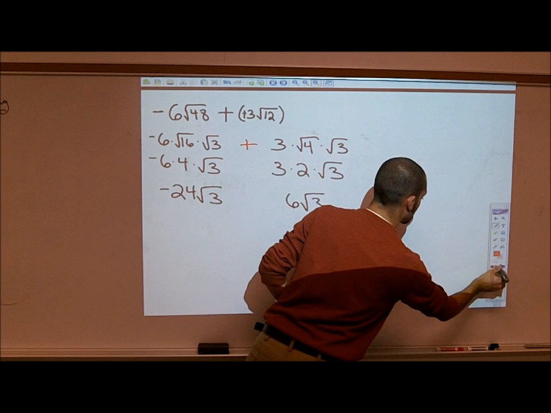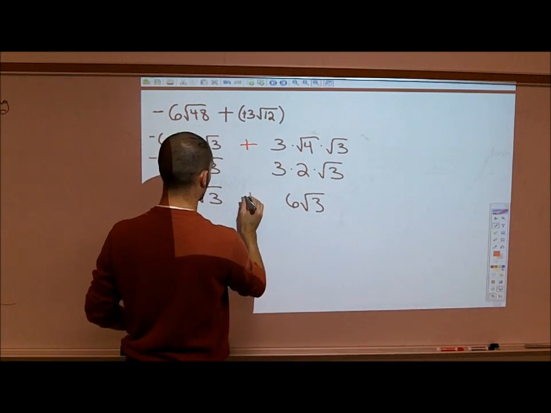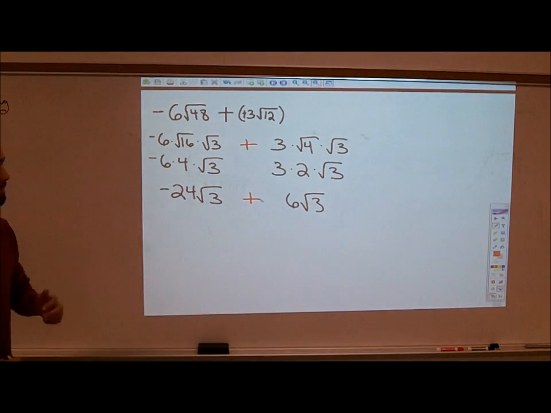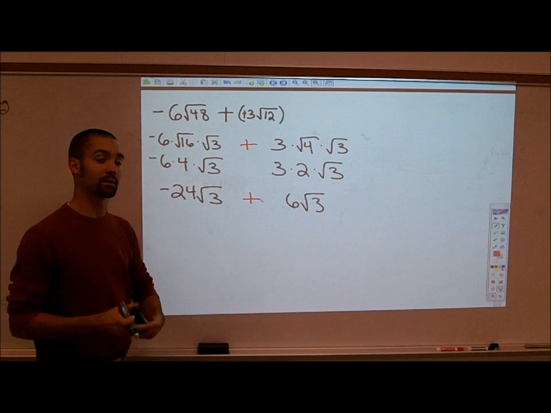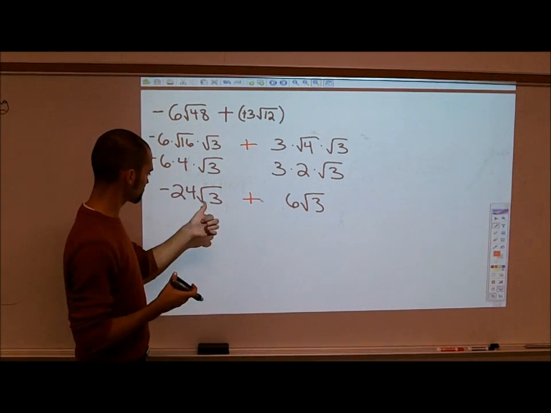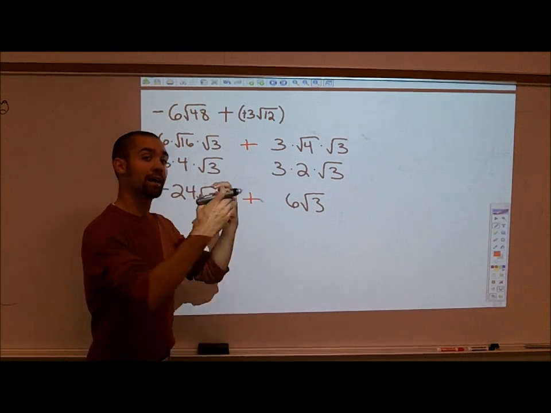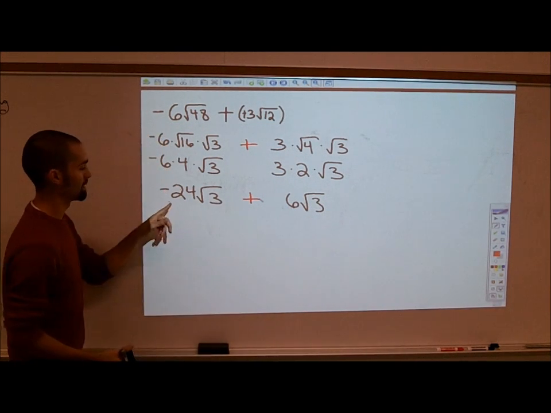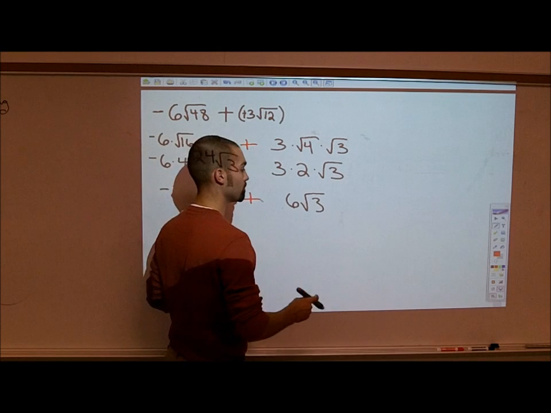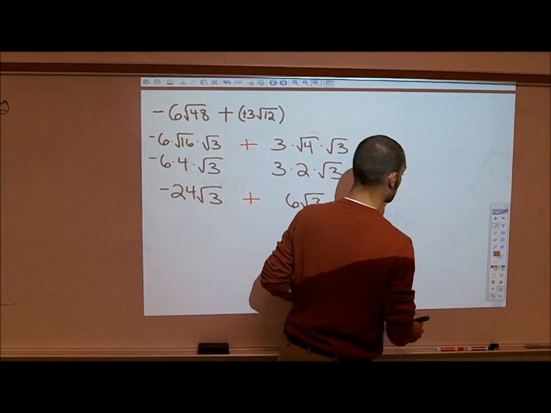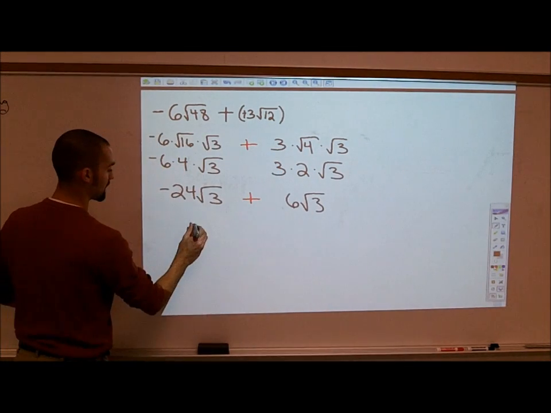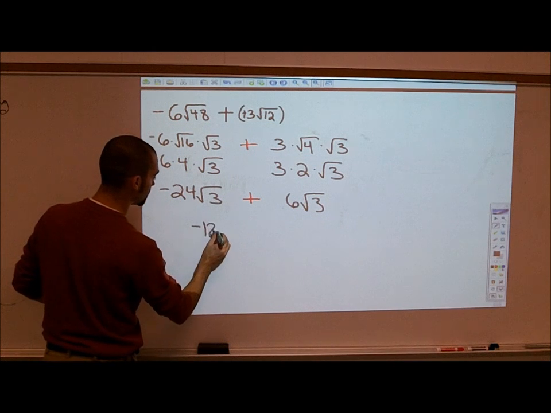Again, I'm going to add those two values. Okay? And in order to add, these have to be like radicals. Well, radical 3 and radical 3, that means I can add the numbers on the outside. So I'm going to add negative 24 and a positive 6. Okay? Well, that's going to be a negative 18.